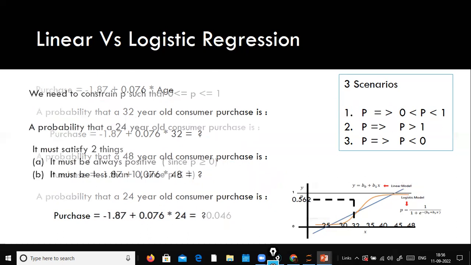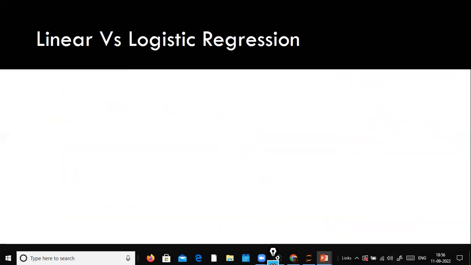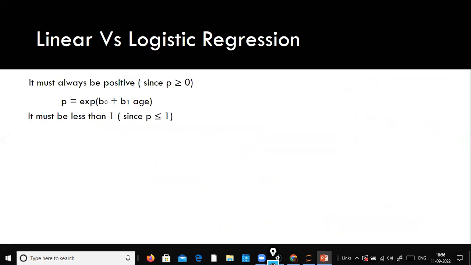We need to constrain the probability between 0 and 1. The probability that a 24-year-old customer purchases, right? It must satisfy two things. It should be greater than or equal to 0 and less than or equal to 1, right? But it is a negative value. The two issues are there. So how can we solve these two issues? That is where the logistic regression equation plays an important role, to address this more than 1 and less than 0, right? To address this issue, they came up with a different equation for logistic regression.